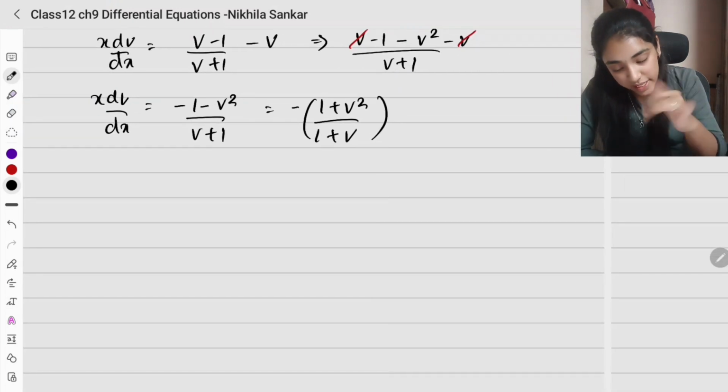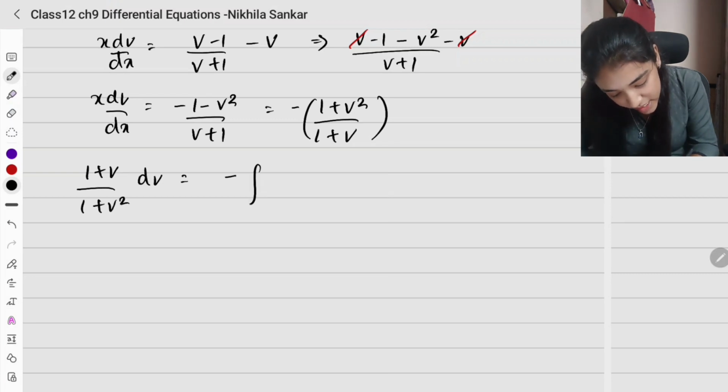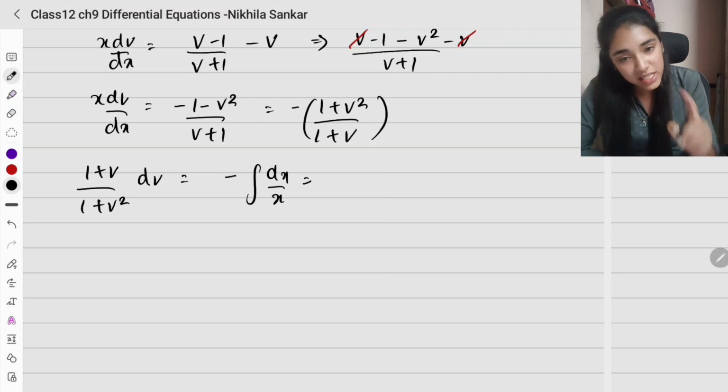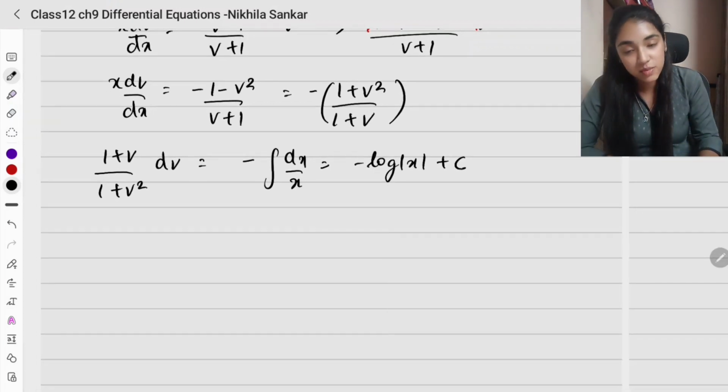Okay, now taking v to one side and x to the other side, I have (1 plus v) divided by (1 plus v square) times dv equals minus dx divided by x. எப்போமே இந்த minus இந்த log x வச்சுக்கோங்க. It's easy to calculate. Okay, log x plus c. So this is my right hand side.